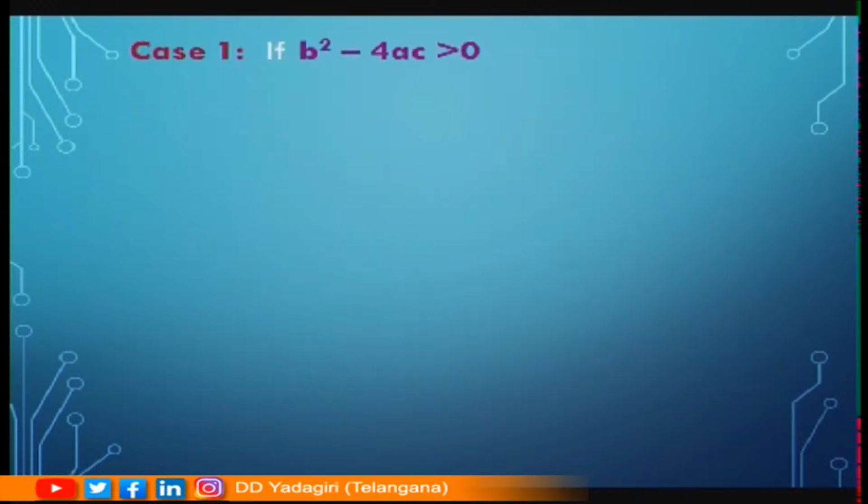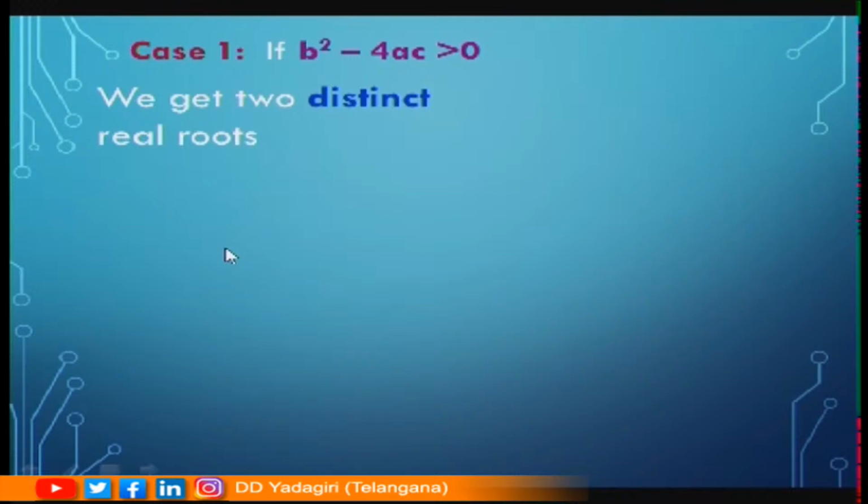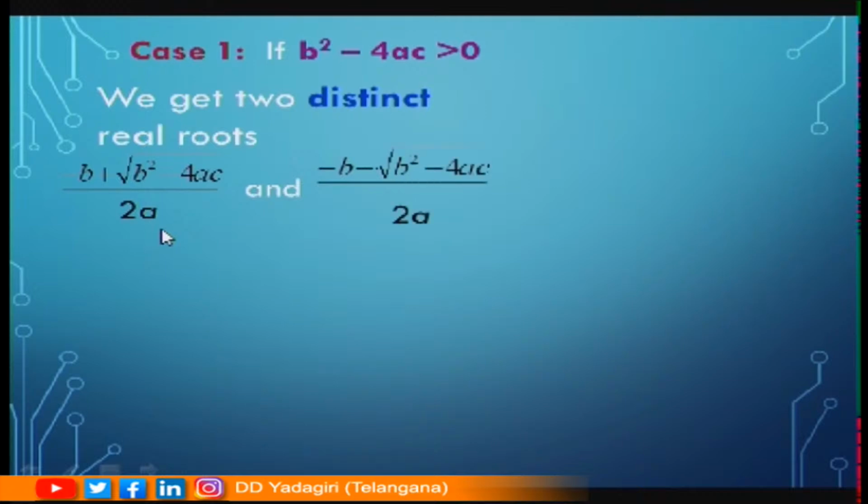In case 1, when b square minus 4ac is greater than 0, then we get two distinct real roots. Two distinct means different, two distinct real roots, and the roots would be minus b plus or minus under root b square minus 4ac by 2a, that is, minus b plus under root b square minus 4ac by 2a and minus b minus under root b square minus 4ac by 2a.